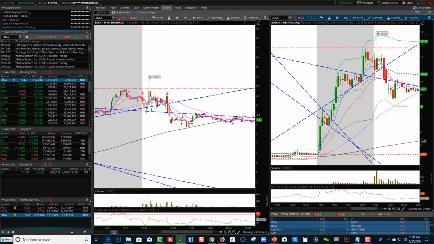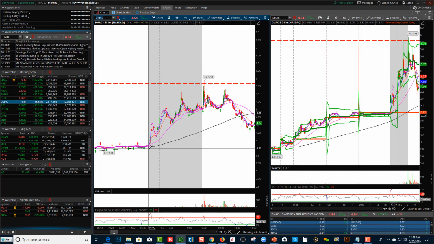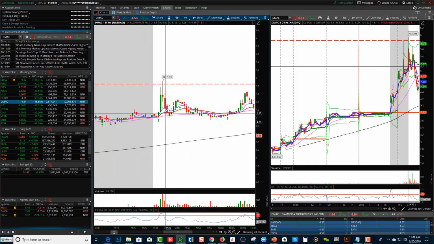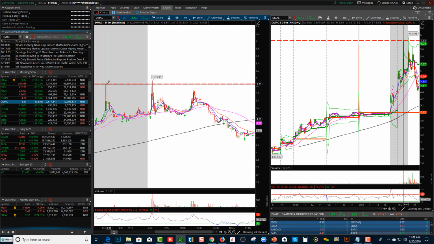Let's take a look at one more here, DMAC. Here's another one, pre-market. Here's pre-market highs, 5.85. Look what happened at the open. If you didn't get in at this candle right here, it just basically ripped up just above. Look at that. Pre-market high, 5.83. It went up 10 cents above, came crashing right back down.